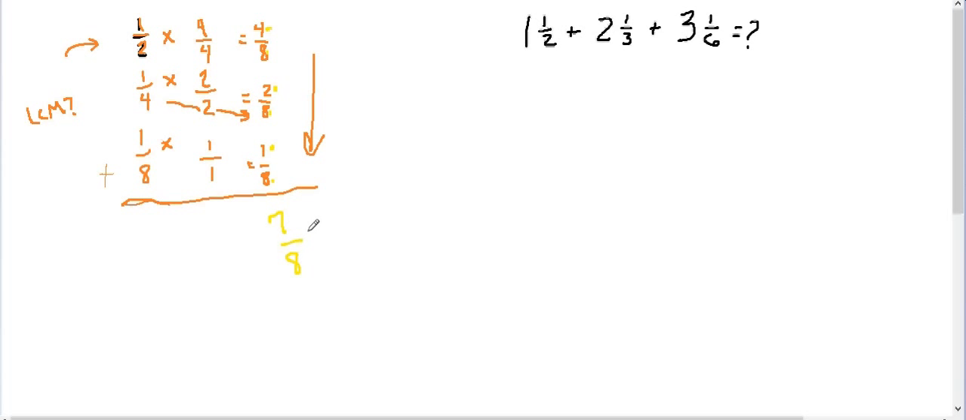Do I need to simplify? We've operated. That was step 2. Any simplification? No, this is great. Keep that. 7/8 is our answer. We don't have to do anything else with it. It's in lowest terms. So let's do the same thing with this one. I'm just going to write it this way.